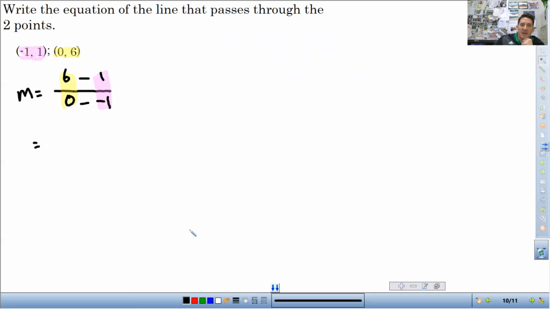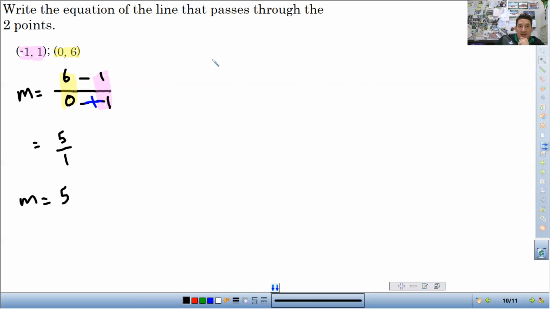Before we add, check it out. There's the double negative. So minus a negative 1 becomes plus 1. So I'm going to change this to 0 plus 1. So 6 minus 1 is 5. 0 plus 1 is 1. And that all just simplifies to 5.